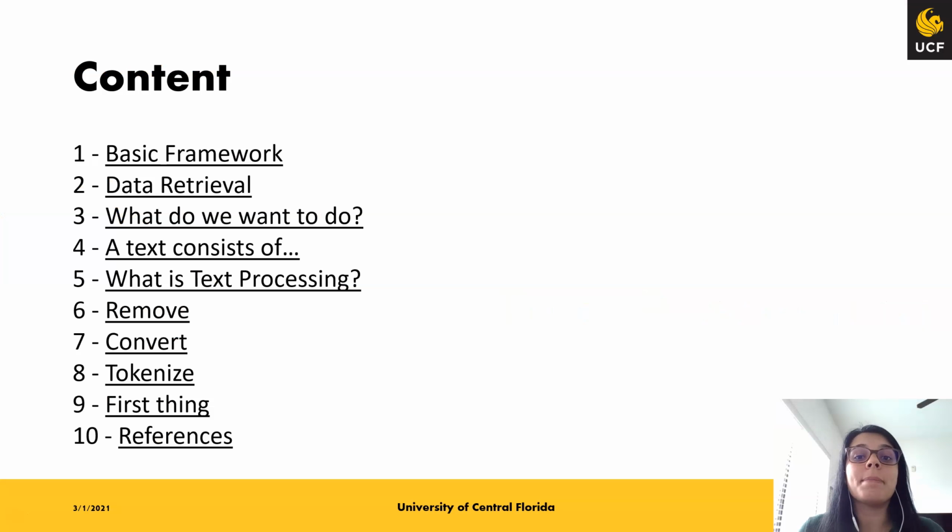We will go over the basic framework, different types of data retrieval, what is text processing, and what exactly we need to remove or convert in text data. Please check our reference for more information.